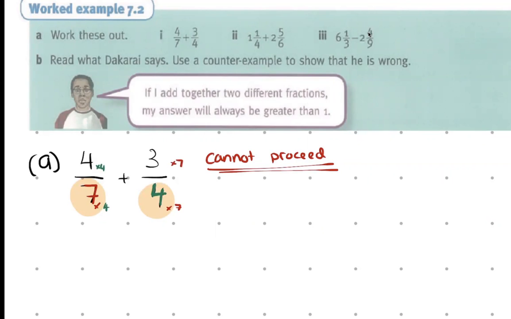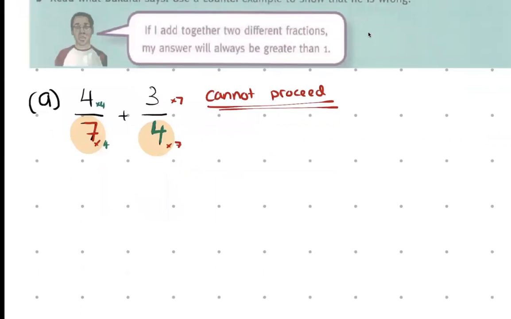This is not cross-multiplying, by the way. If you think, oh yeah, this is cross-multiplying, no, this is not. This is just changing them to be equivalent fractions. It means that I'm going to inflate, I'm going to make both bigger so that they have the same denominator. Now I multiply already. The first one I'll get 16 over 28. The second one I'll get 21 over 28.